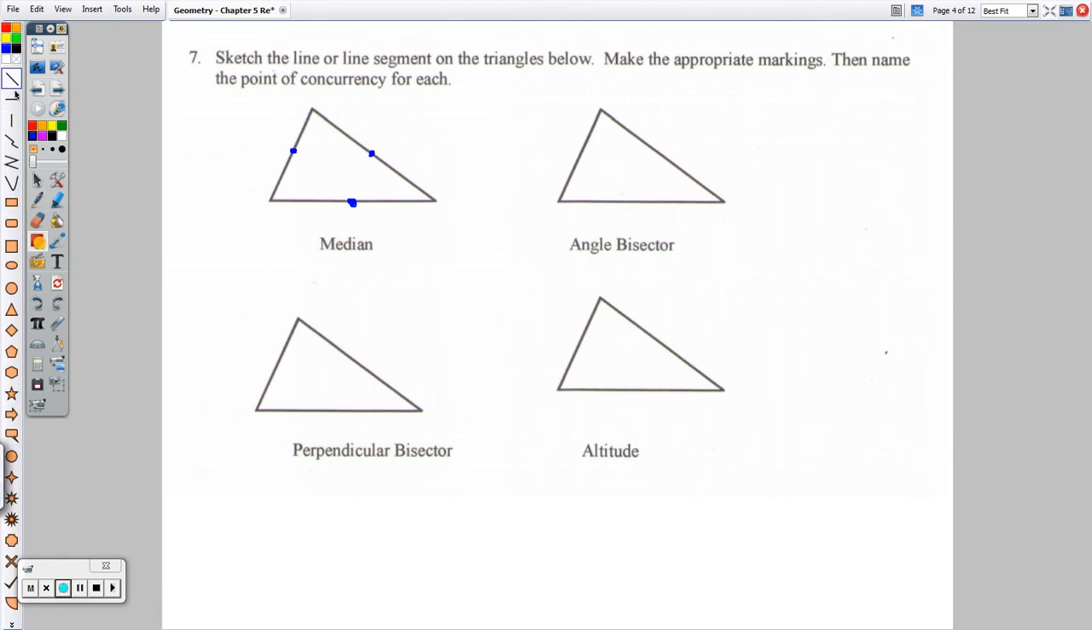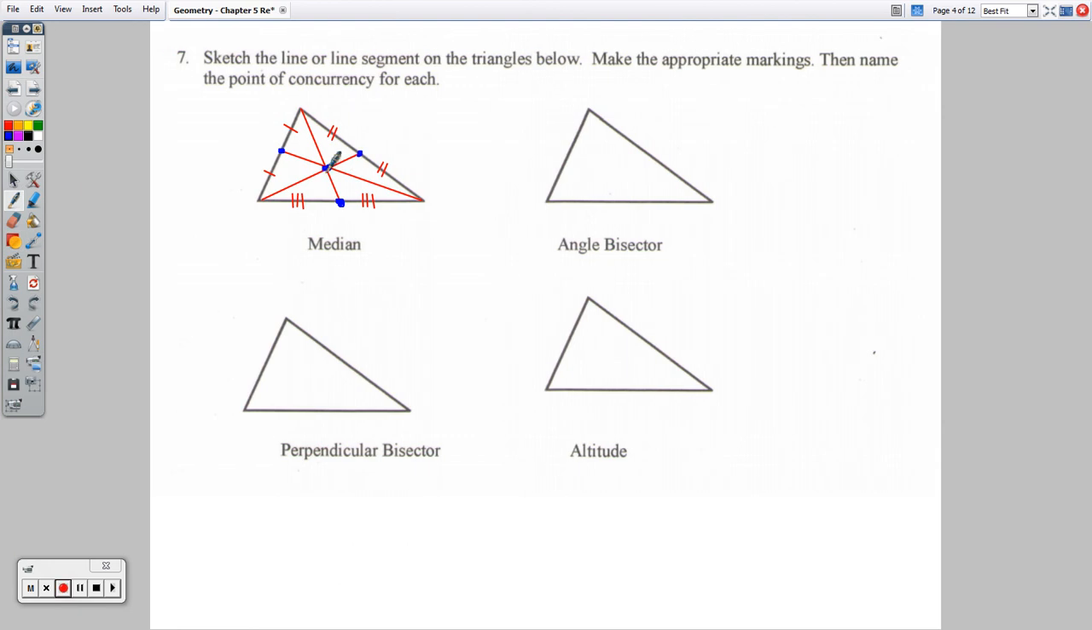Let's finish the median one up. So I'm going to draw these medians in red. So it's connecting the midpoint to the opposite vertex, midpoint to the opposite vertex, midpoint to the opposite vertex. And to show that it's a median, you're supposed to make the appropriate markings here. We could say that this is congruent to this, one is congruent to this one, and this one is congruent to this one. And right there, they all have that same point of concurrency. They all meet at the same point right here.